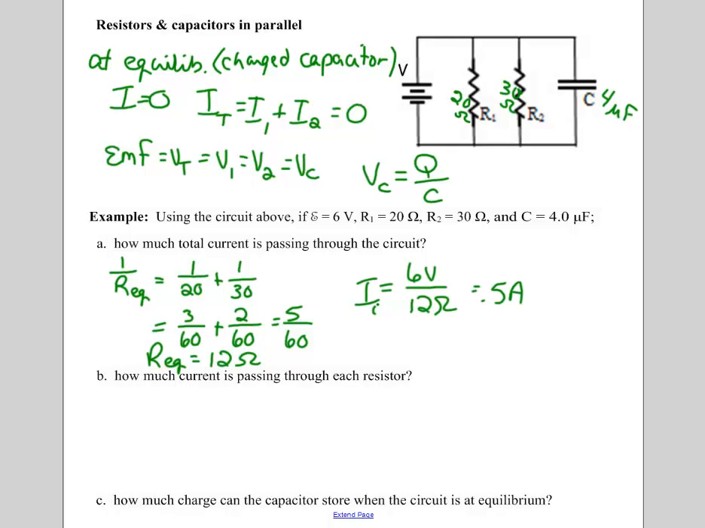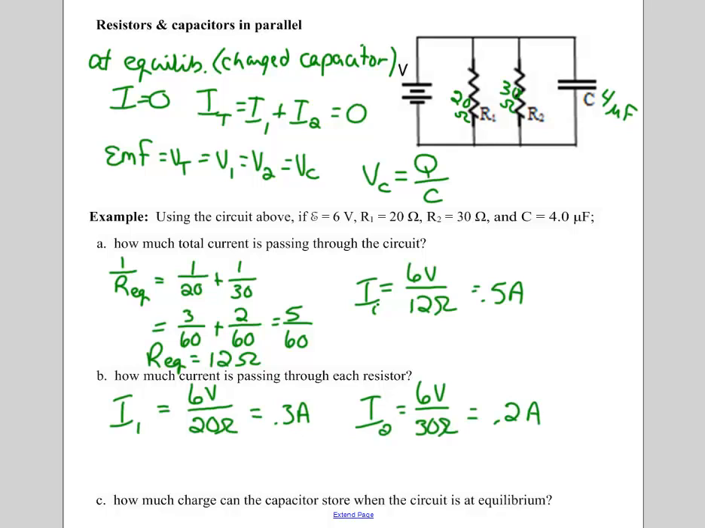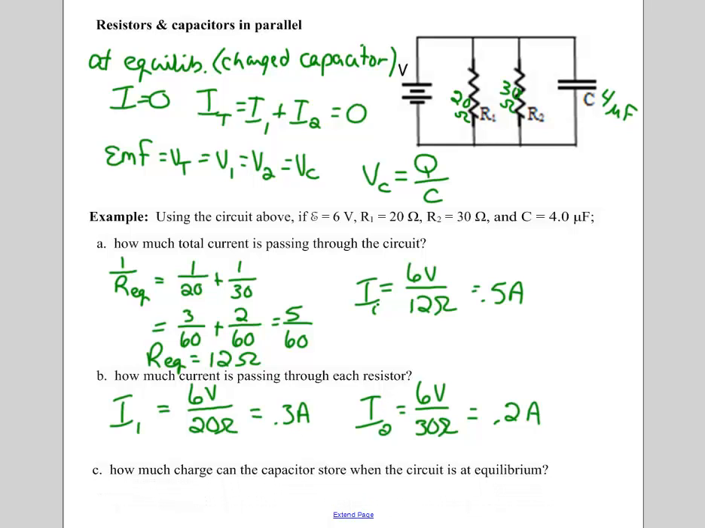How much current is passing through each resistor? Well, I have 6 volts across each resistor, so current 1 through resistor 1 is just going to be that 6 volts divided by the resistance of 20 ohms, and I get 0.3 amps. The current through resistor 2 is just, again, that 6 volts divided by its resistance of 30 ohms, and I get 0.2 amps. So the current through each of the branches add together, I get my 0.5 amps, which is as it should be.